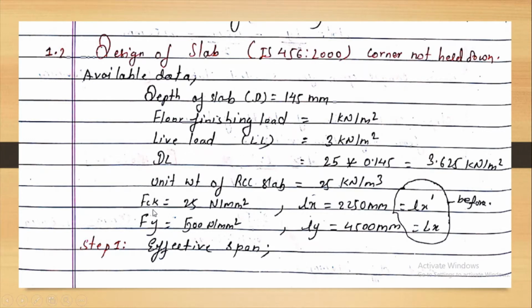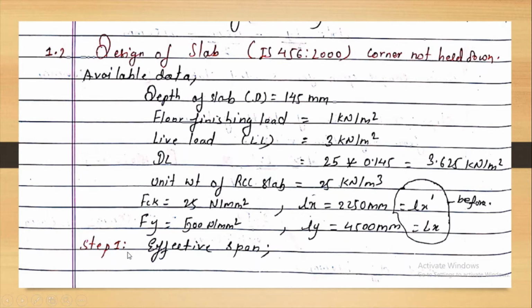Here fck is the compressive strength of concrete, which is 25 newton per mm squared. Similarly, fy is the yield strength of steel, which is 500 newton per mm squared. Lx is the length along the x-axis and Ly is the length along the y-axis, the dimensions of the slab. Lx is 2250 mm and Ly is 4500 mm. So our shorter span is Lx and longer span is Ly. We can easily distinguish them from here.